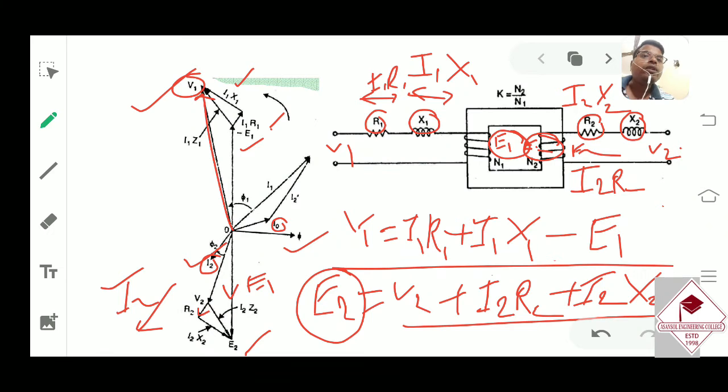Now to I2 R2 we will add this I2 x2 drop. I2 x2 drop should lead the current by 90 degrees. That is why we are drawing this I2 x2 drop. You can see this I2 x2. If you add this I2 x2 and I2 R2 drop to this V2, you will get this E2. So this is how we draw the phasor diagram for a practical transformer, and this phasor diagram is for inductive load.